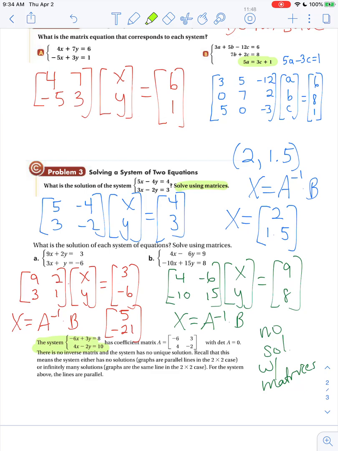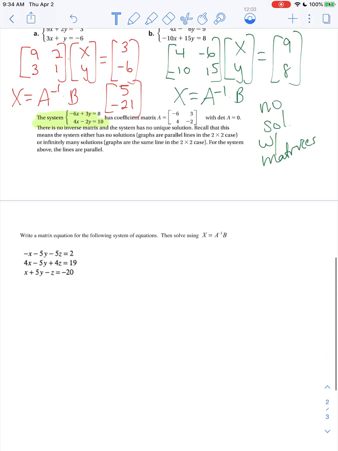So technically, I don't want to say no solution, but it's indeterminate with matrices. We cannot figure it out. So we could do it algebraically, like you've learned before. So it doesn't mean you actually can't figure it out. It means you can't figure it out with matrices. All right, so we have one last one.